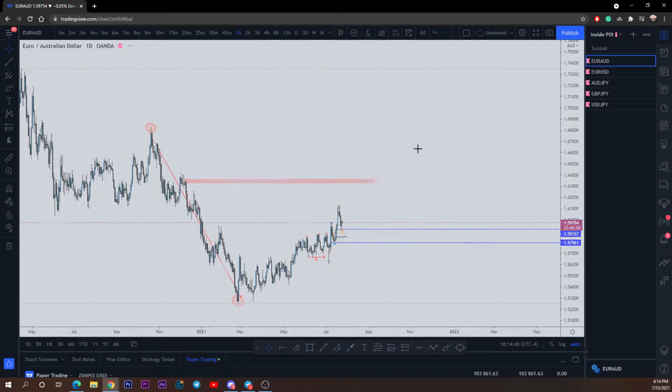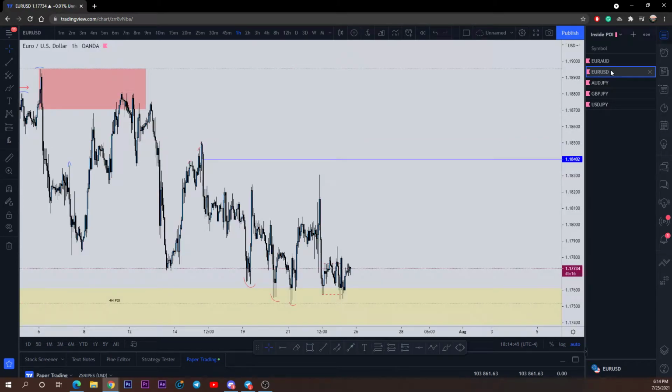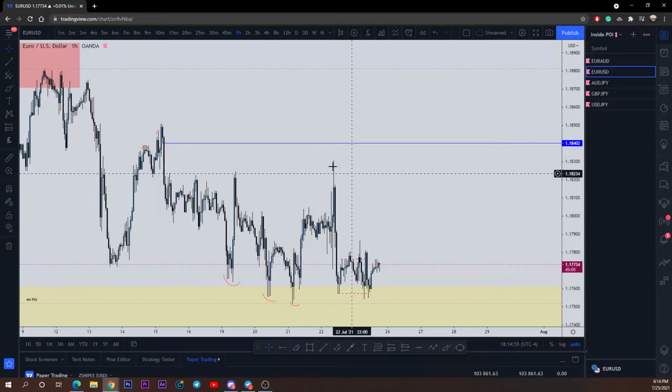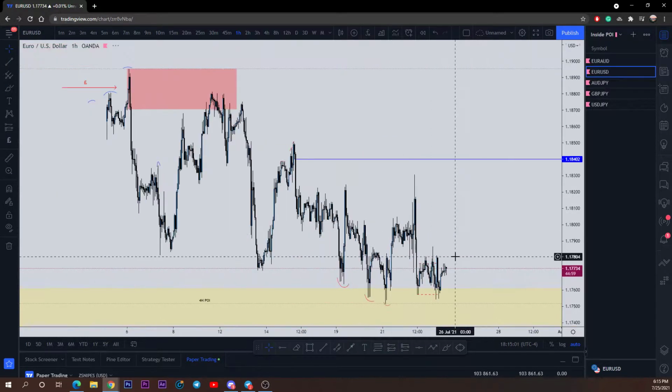All right, so that's it for Euro AUD. If we go next into Euro USD, man, Euro USD. I don't know if you guys were trading Thursday, Friday, but there was a lot of manipulation on those days. The banks are trying to take out everybody, bro. The amount of manipulation that went around here was crazy.